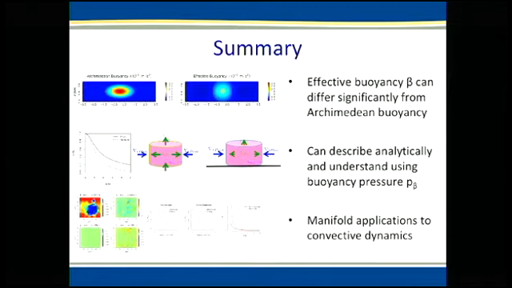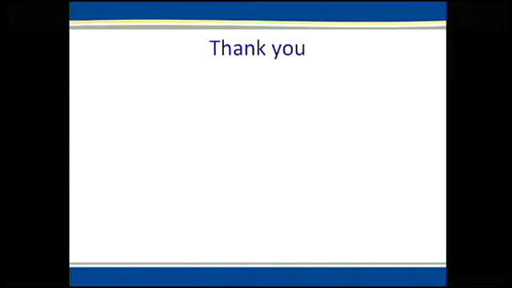With these tools in hand, you can then understand what triggers convection, why Archimedean buoyancy is so different from effective buoyancy, and then use these analytical formulas to describe what's happening in idealized cases. So there are many applications to convective dynamics, both in comprehensive and idealized settings. And that's all I have. Thanks.